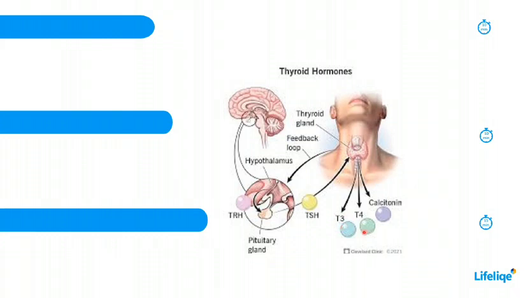This T4 hormone is the major hormone secreted by the thyroid gland, and it is also known as the thyroxine hormone. This T4 is active within the target cells.